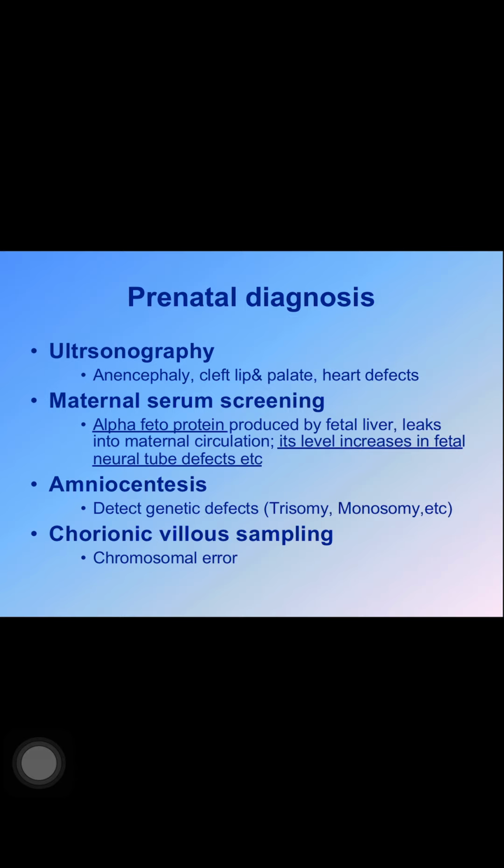Amniocentesis. You draw by syringe the amniotic fluid, and you can detect genetic disorders like trisomy, monosomy from the analysis of that amniotic fluid. Chorionic villus sampling. If you remove some of the chorionic villi, you can also notice chromosomal abnormalities from there as well.